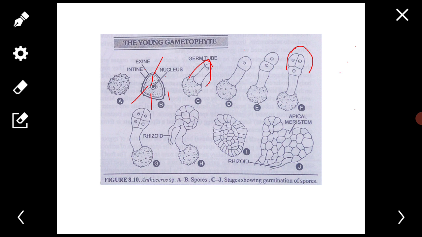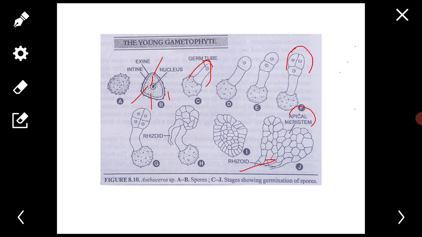Further growth occurs by the establishment of apical meristem, that is this, consisting of 4 to 5 apical cells. The first rhizoid appears, that is this, from the young thallus by the elongation of a basal cell. The young thallus grows by the activity of the growing point.